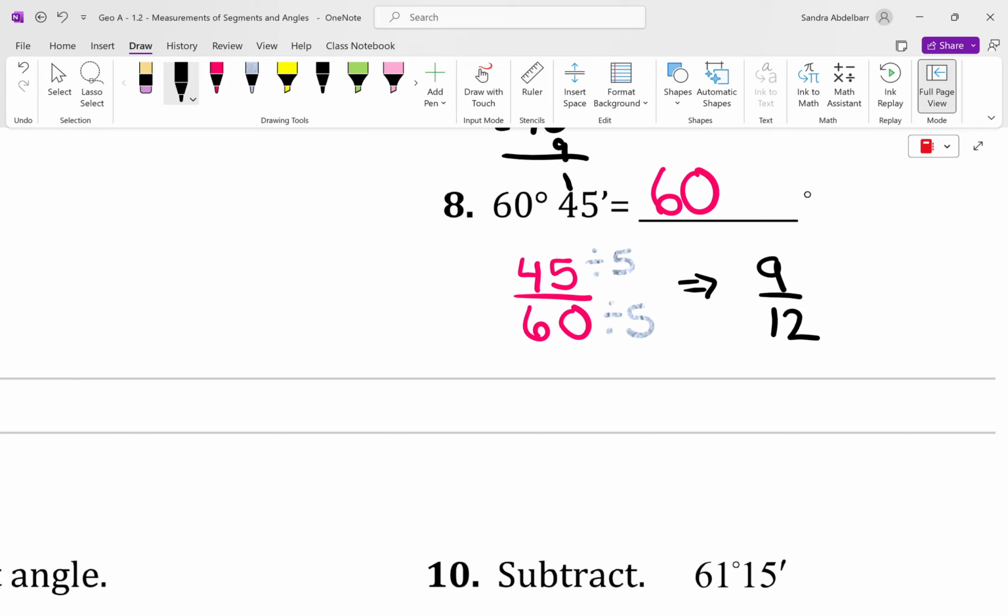You're going to look at your fraction again and say, okay, can I simplify this more? Yeah, what goes into 9 and 12? 3. So then you divide by 3, and you're going to get 3/4. Then you're going to look at 3/4 and say, can I simplify that more? No. So that's when you're done. So it's 60 3/4 degrees.